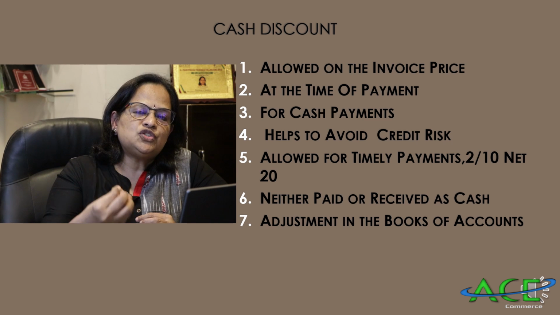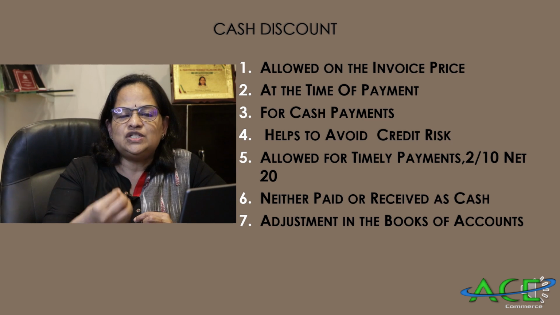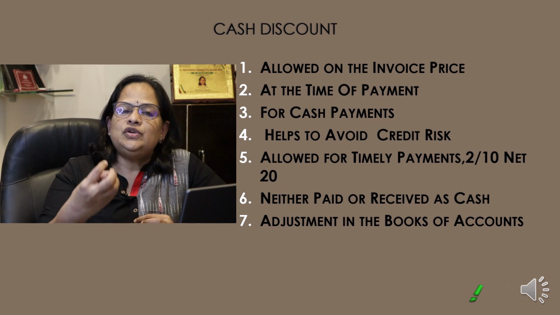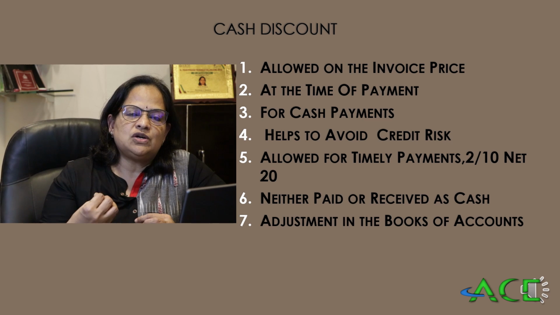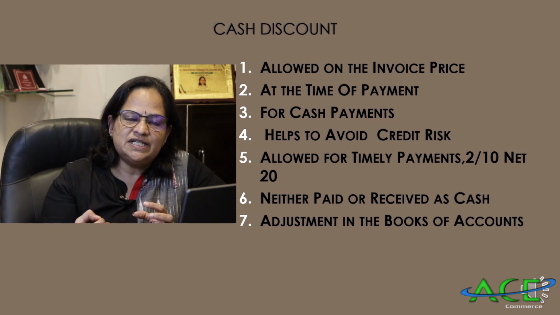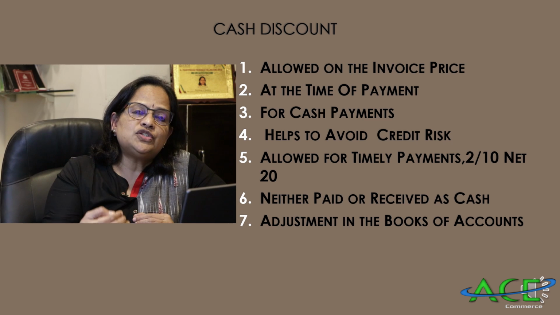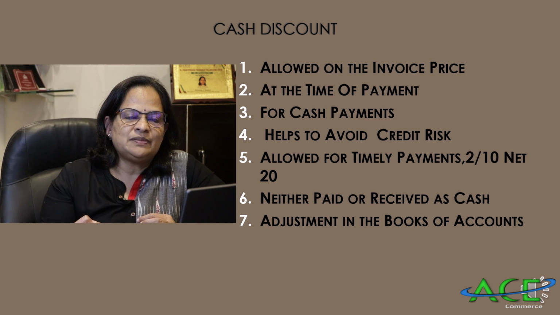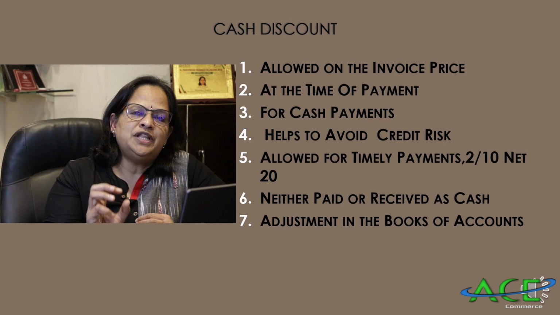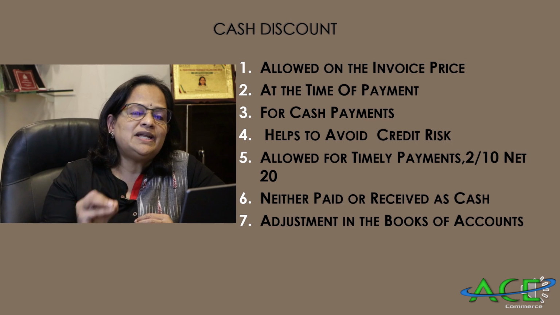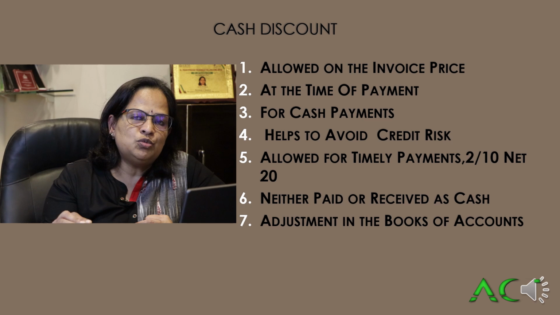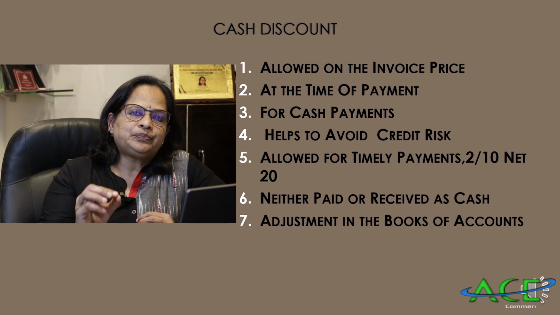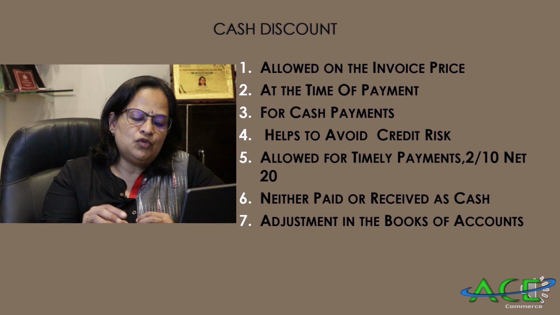See, for example, 5,000 rupees worth of things you are buying from a party, and you are asking for 10% discount. That means 500 you are getting as discount, trade discount. So 4,500 only will be the invoice price. So this 500 will not be recorded in the books of accounts. The purchase price will go as 4,500. That is the meaning of it's not recorded in the books of accounts. It's only an adjustment with the invoice price.